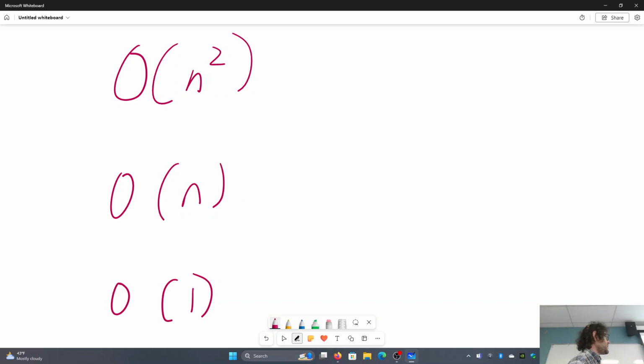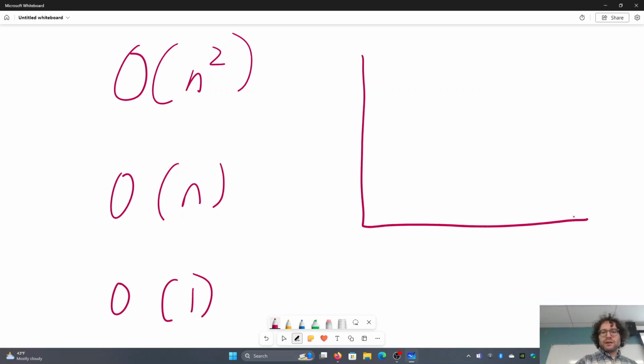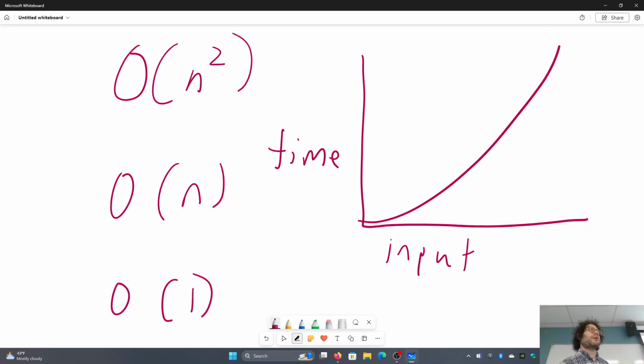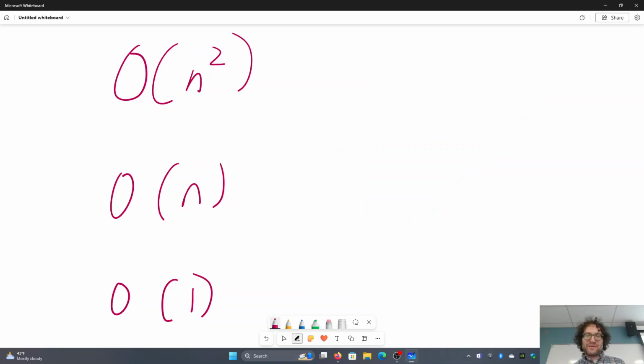Okay. For O of n squared, here is the input size, and here's the amount of time it takes. And it just follows that parabolic path up. Now this seems terrible, but it's not nearly as terrible as other things, as we'll eventually see. But the idea here is that if I double the size of our input, it's going to take 4 times as long. If I have 10 times as many items, it's going to take 100 times as long. All right.